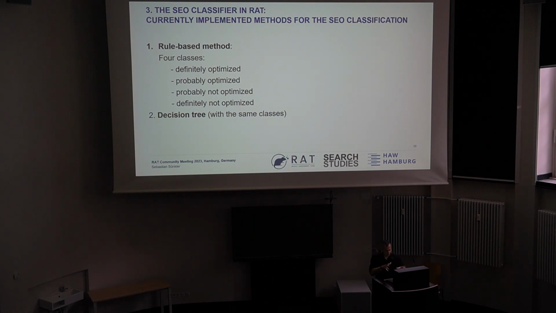And all in between, probably optimized and probably not optimized, are based on more sophisticated rules. We say it's probably not optimized if a website has no title and no description, and it's probably optimized if it has a certain page speed, for example. And we also use a decision tree with the same classes because it's a more sophisticated machine learning approach to do it.